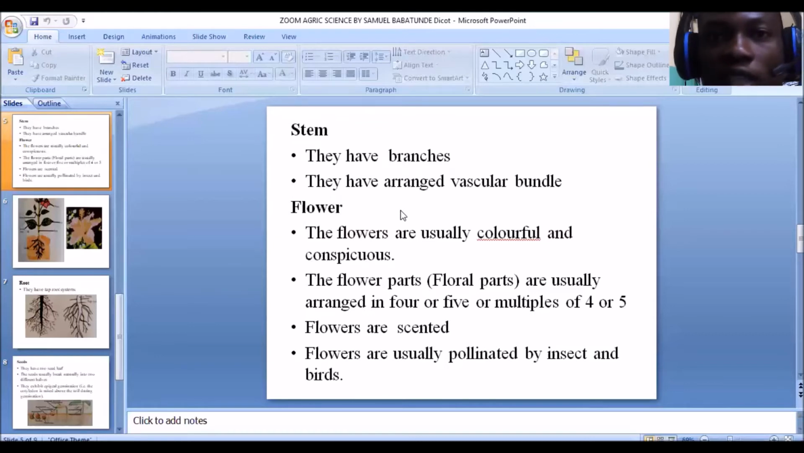You can carry out this practical. When you get home, you look for a monocotyledonous plant, which is maize, cut out the flower, and then perceive if there's any scent. Then also look for a dicot plant like your hibiscus flower or your rose flower.